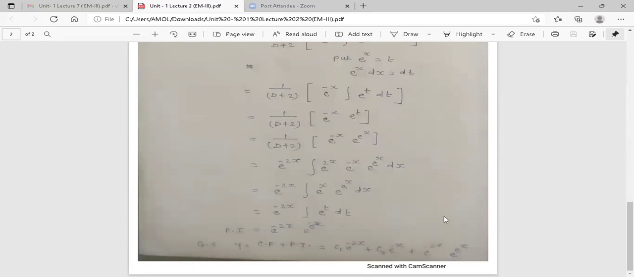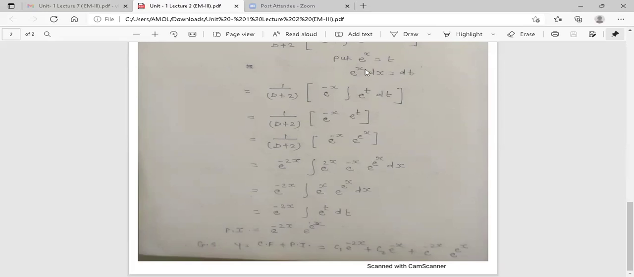Now solve for D plus 2. Again use the third formula of the general method: e raised to minus 2x into the integral of e to the power 2x, and your f of x is this function now, e raised to minus x into e to the power x. Now the base is the same, so the indices are added: 2x minus x is x. So the term is e to the power minus 2x into the integration of e to the power x into e to the power x dx. Now how to solve this integration?